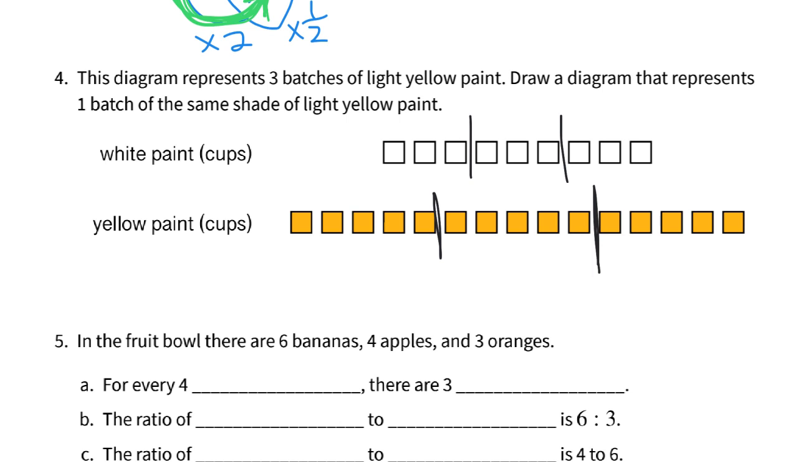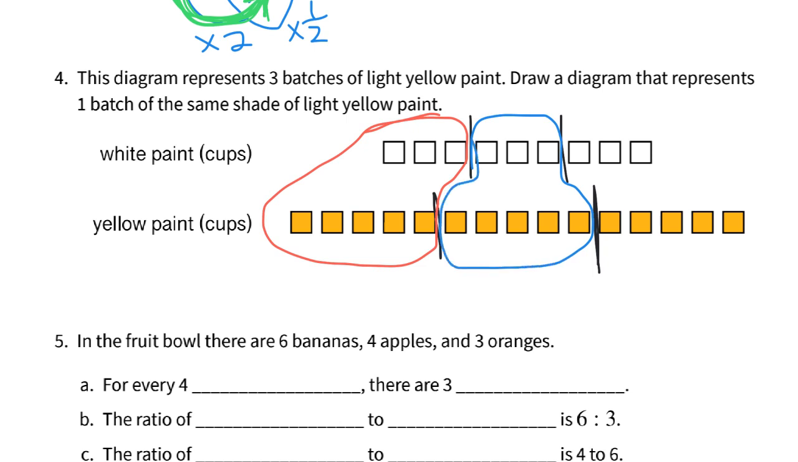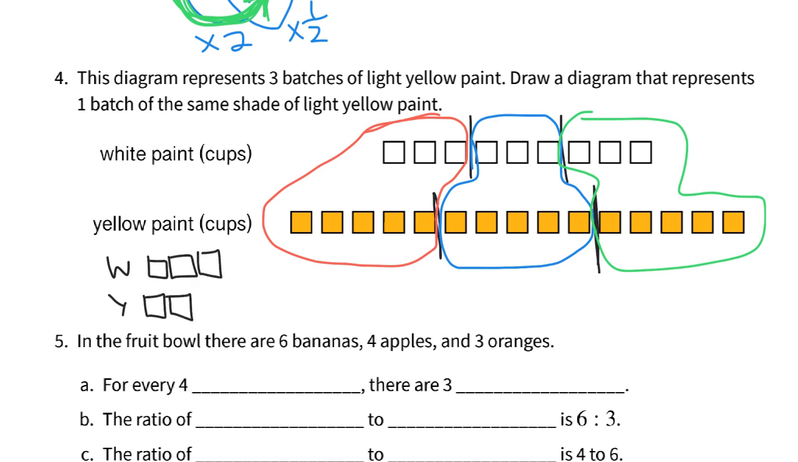So if we want to see what one batch would look like, that would be these 3 white and those 5 yellow. We could do these 3 white and that 5 yellow. And then lastly, we could do these 3 white and these 5 yellow. And there are our 3 individual batches. So if we wanted to draw a diagram of one batch, we would have to do 3 white cups and 5 yellow cups.